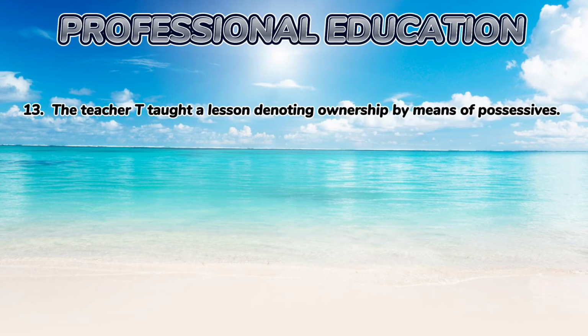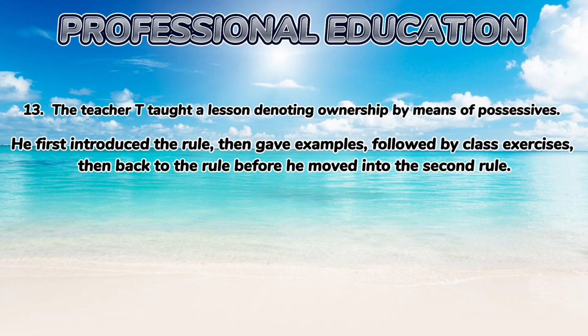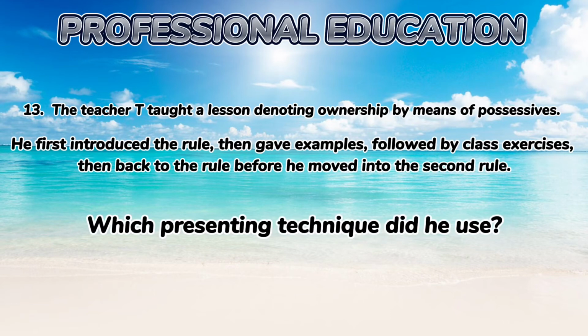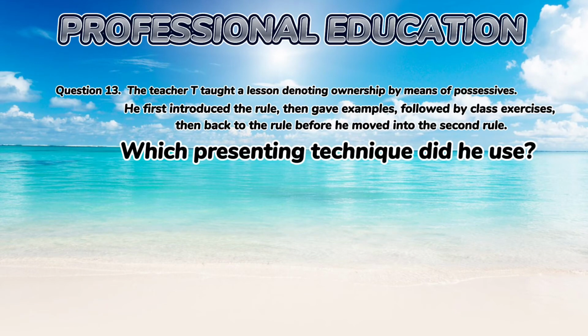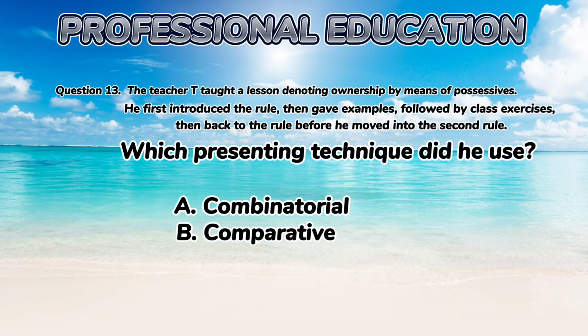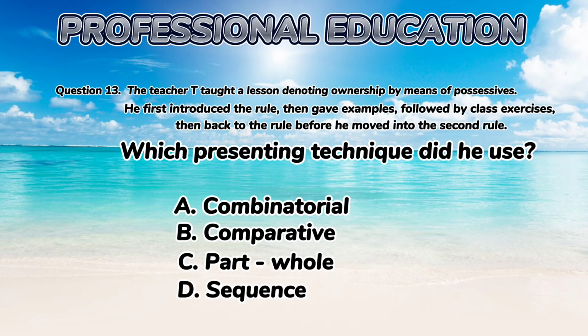Question number 13. The teacher taught a lesson denoting ownership by means of possessives. He first introduced the rule, then gave examples, followed by class exercises, then back to the rule before he moved into the second rule. Which presenting technique did he use? Choices are: A. Combinatorial. B. Comparative. C. Part-whole. D. Sequence.